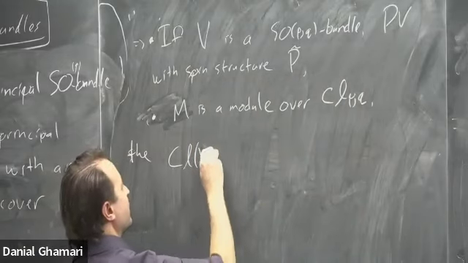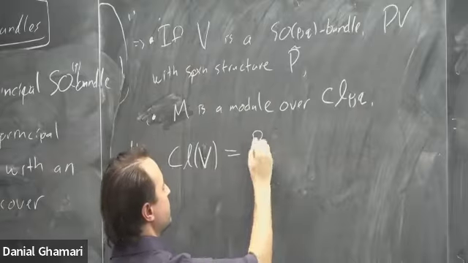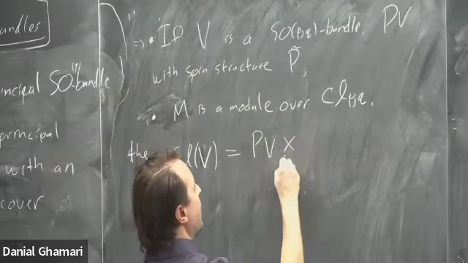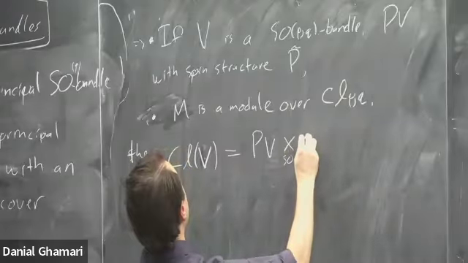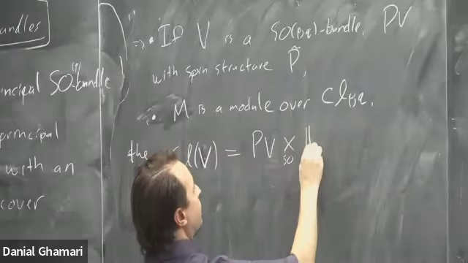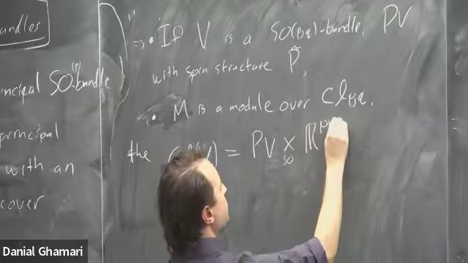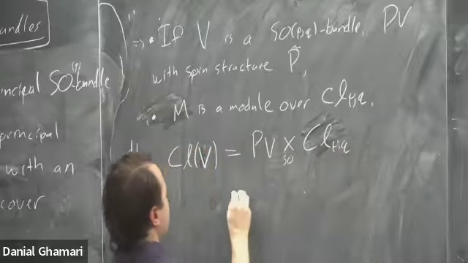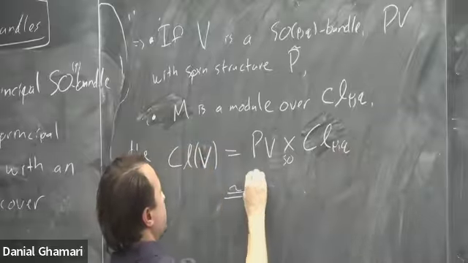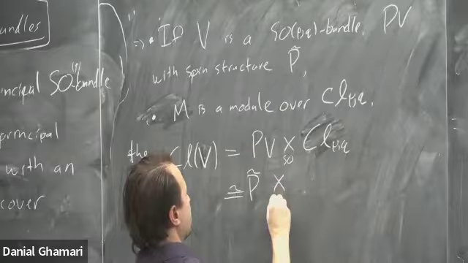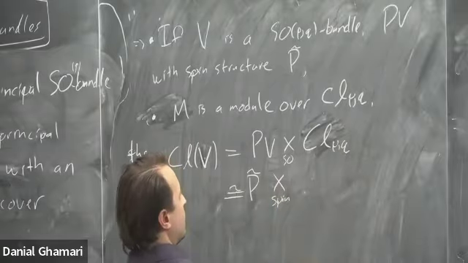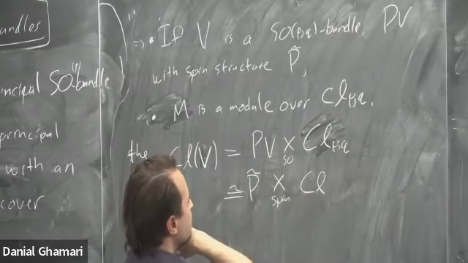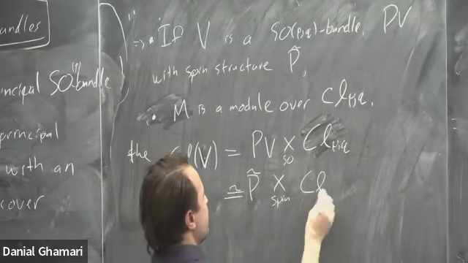What am I trying to say? So we already defined this. This is P, B cross over SO with R P plus Q. No. Clifford PQ. But it turns out that this is also the same as the principal spin bundle cross over spin. No, it isn't. Yeah, it is, through the adjoint action.